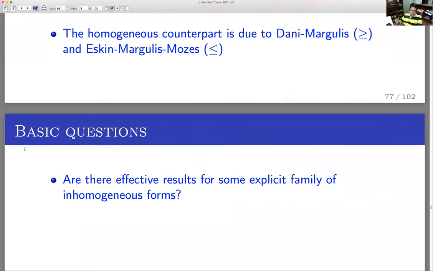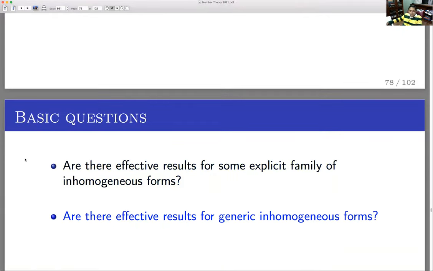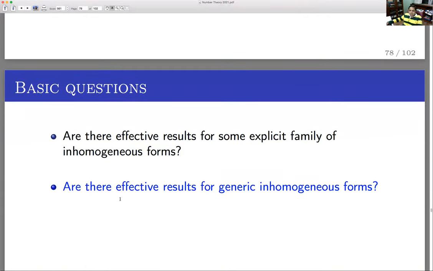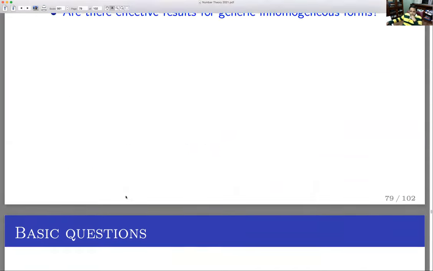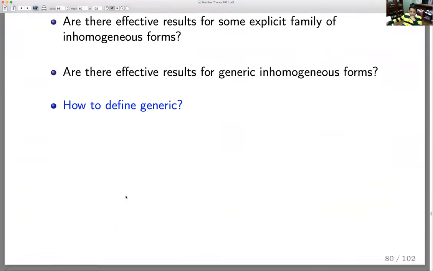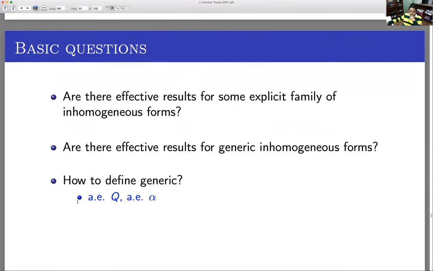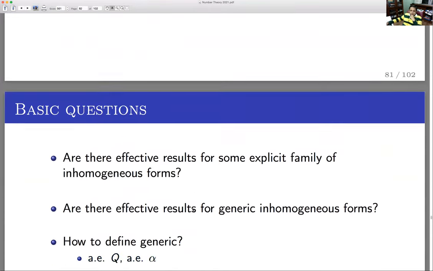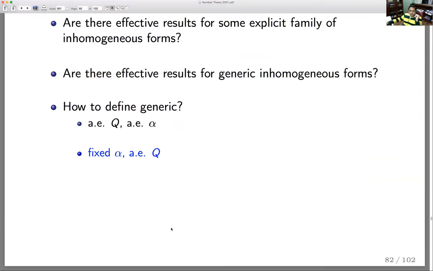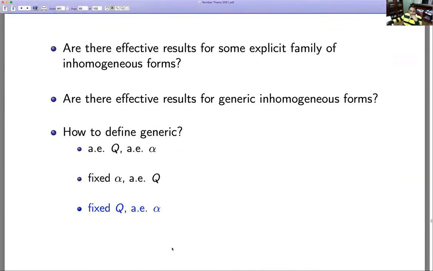So now we come to some very basic questions. Namely, can anything be said about effective results for some explicit family of inhomogeneous forms, like we were talking about originally? And how does one define almost every inhomogeneous form? Because of course, now there's much more choice. There's the possibility of varying both the quadratic form and the shift, or fixing the quadratic form and varying the shift, or fixing the shift and varying the quadratic form.